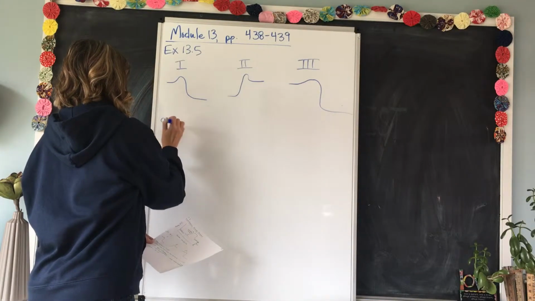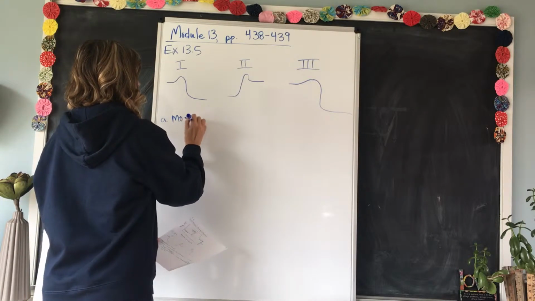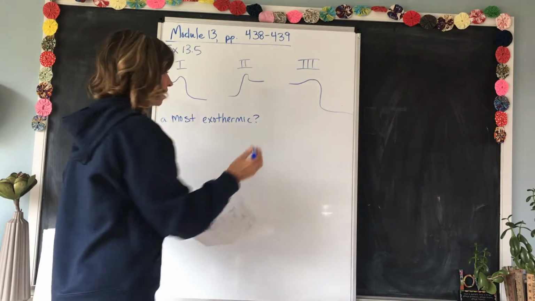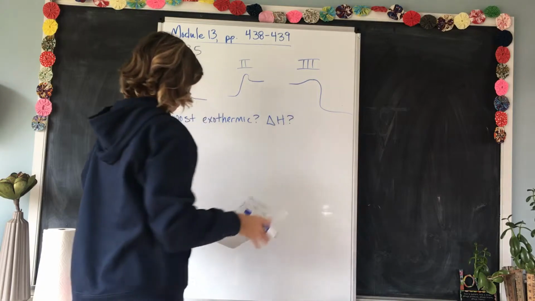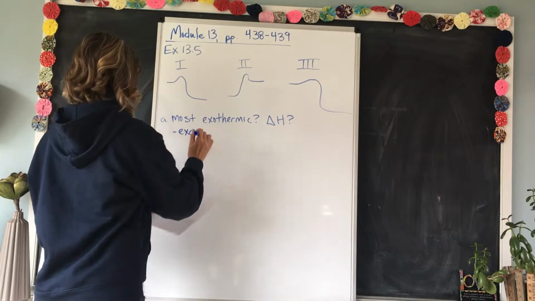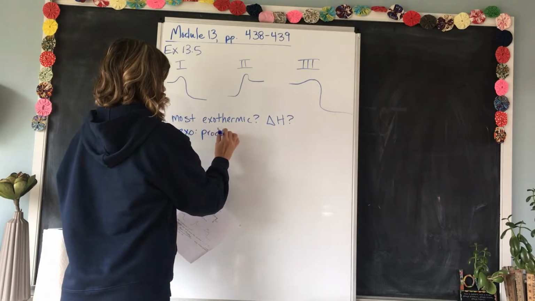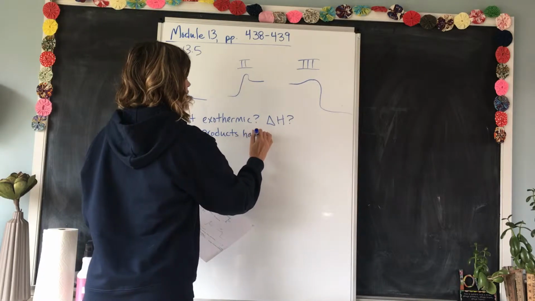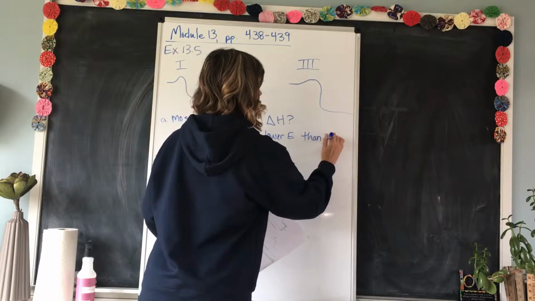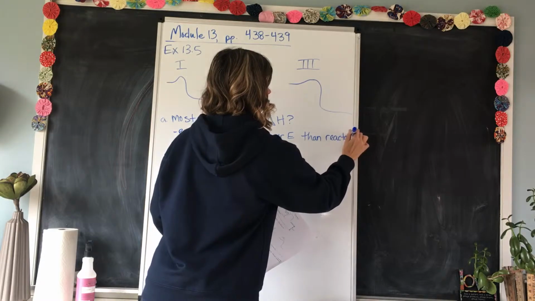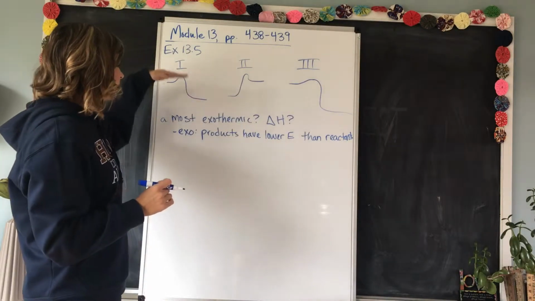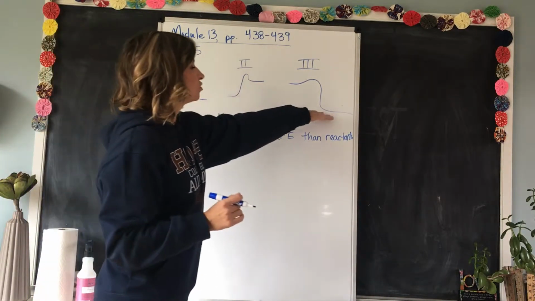So 13.5a was looking for which is the most exothermic and what is its delta H. Okay, remember that in an exothermic reaction, the products have a lower energy than the reactants. So the two exothermic reactions, looking at these different graphs, would be reaction 1 and reaction 3.